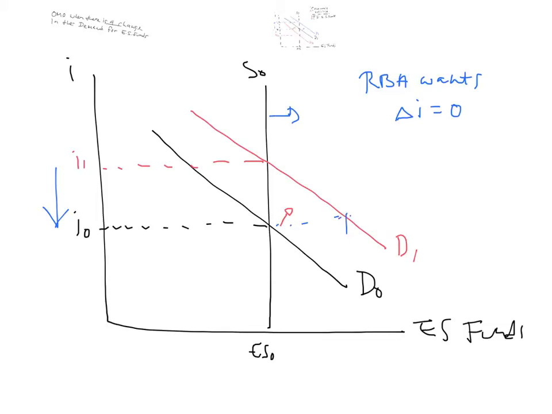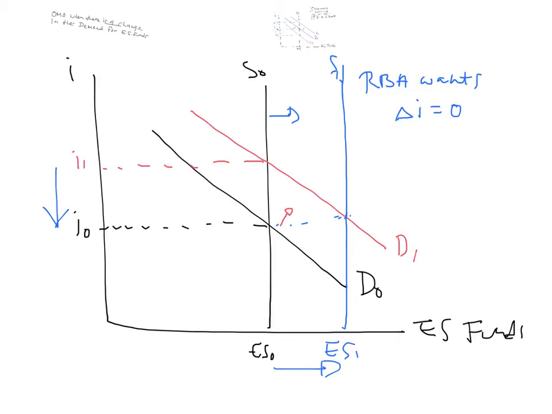such that we go to our new equilibrium, right? We have our new supply and our new demand, and they intersect over here, which just so happens to be back at I0 and at a higher rate of exchange settlement funds, ES1, right?